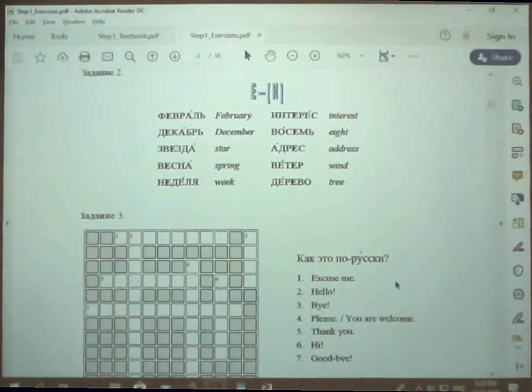Let's say it together. Февраль, декабрь, звезда, весна, неделя, интерес, адрес, ветер, дерево. And let's continue practicing. Let's read more words.